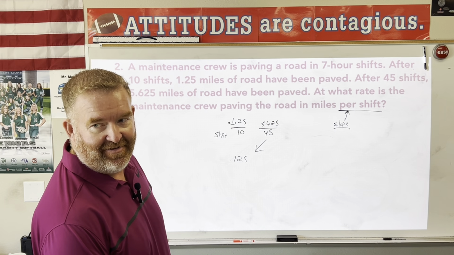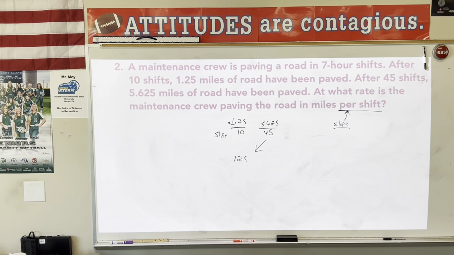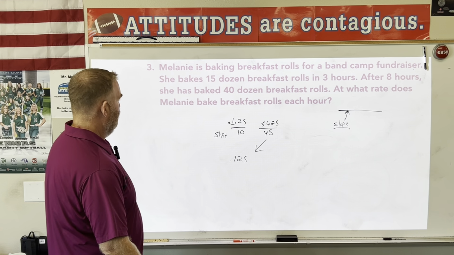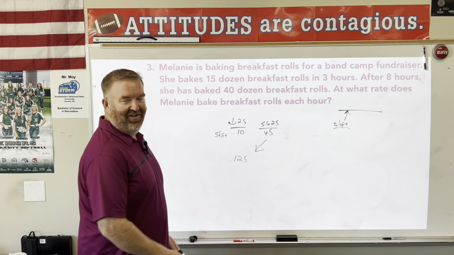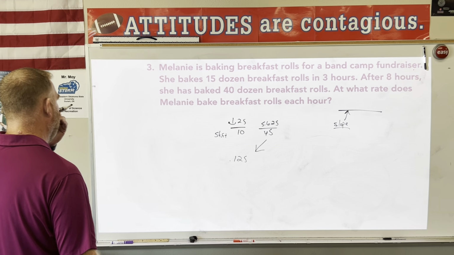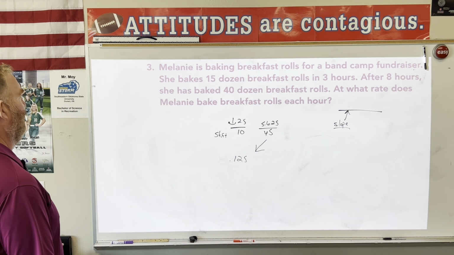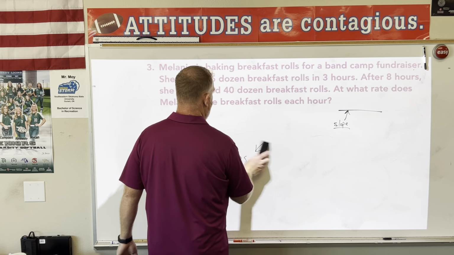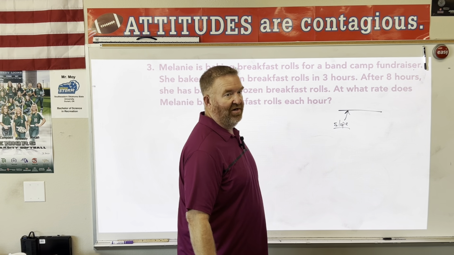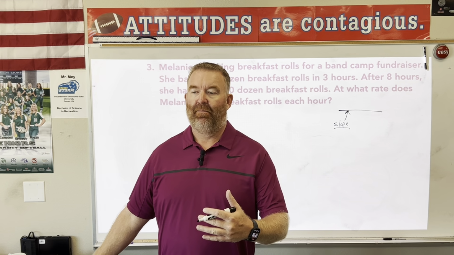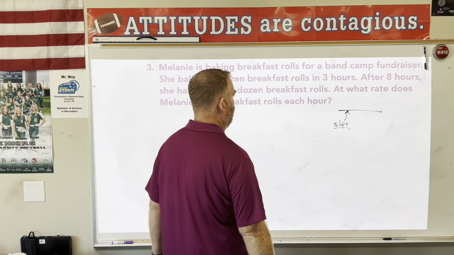All right. Everybody good? All right, let's go to the next one. Let's do one more. All right, here we go. Melanie is baking breakfast rolls for a band camp fundraiser. She bakes 15 dozen breakfast rolls in 3 hours. After 8 hours, she's baked 5 dozen breakfast rolls. At what rate does Melanie bake breakfast rolls each what? Each hour. So we're trying to find the number of dozen of rolls. Say it. Per hour. There it is. Per hour. We're looking for that slope. Go.